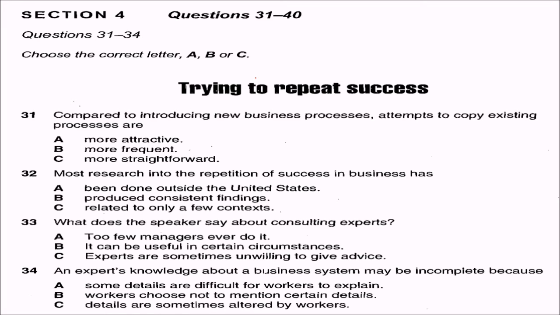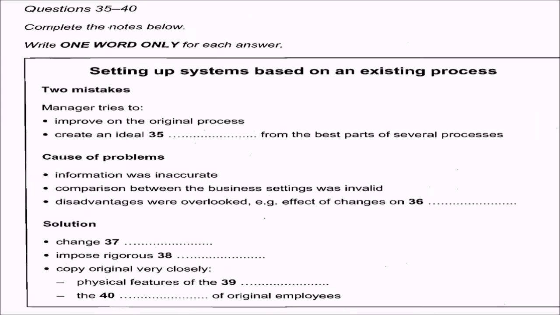Section 4. You will hear a lecture about success in business systems. First, you have some time to look at questions 31 to 40. So this is about trying to repeat success. First is compared to introducing new business processes, attempt to copy existing processes are. Most research into the repetition of success in business has. What does the speaker say about consulting experts? And an expert knowledge about a business system may be incomplete because.